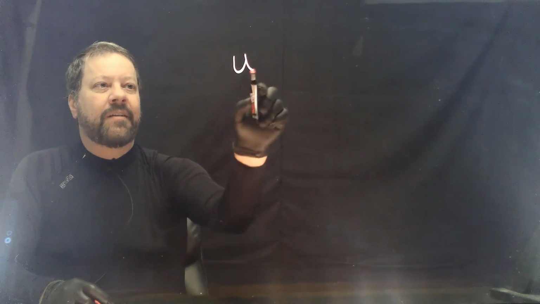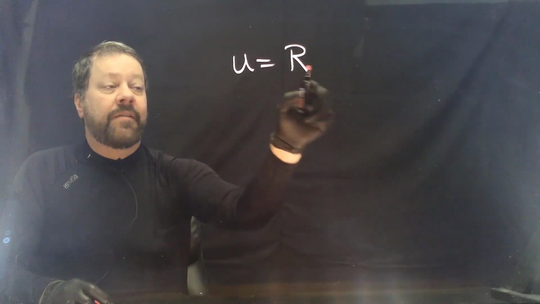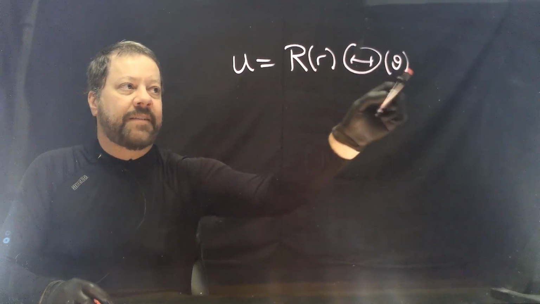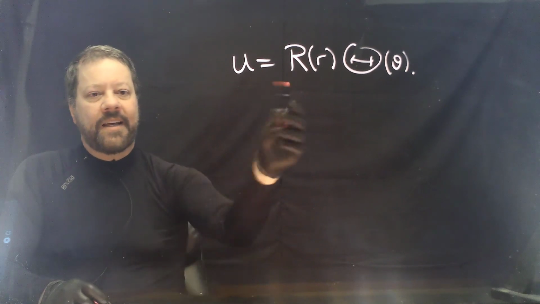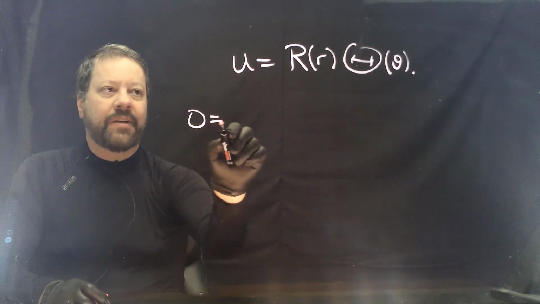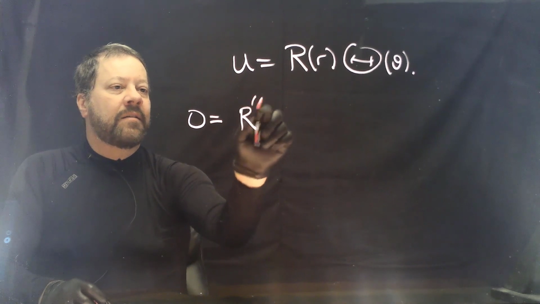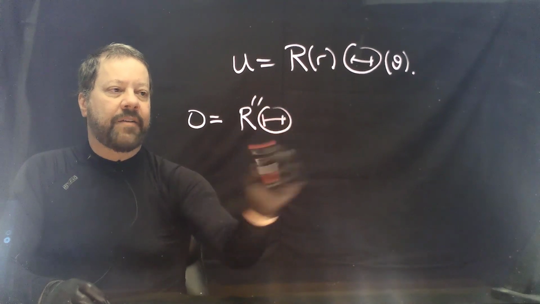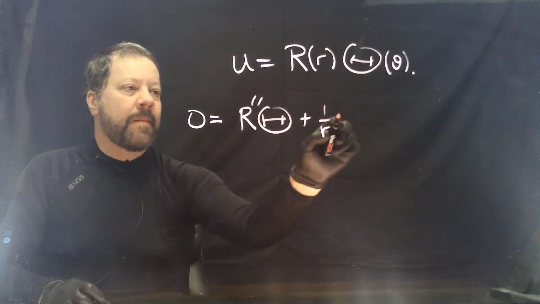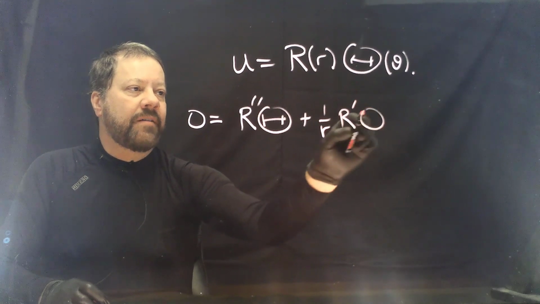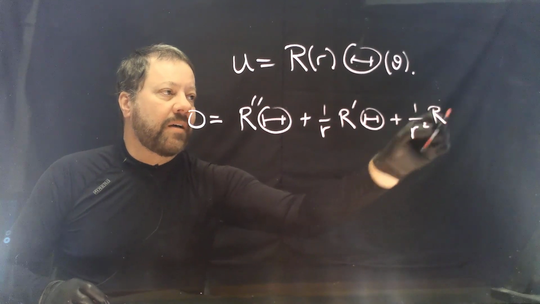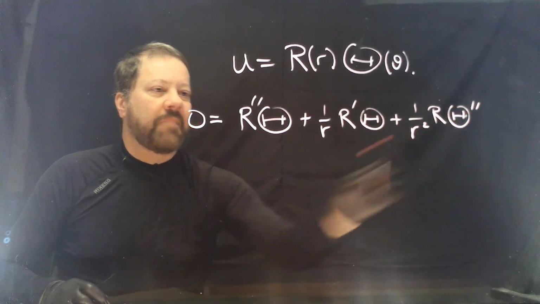We'll begin our analysis with a separability condition. U is going to have the form R, which is a function of little r, and Theta, which is a function of theta. If this is the case, plugging this into our differential equation, we'll get two derivatives on R, none on Theta on the first term, a derivative on R, and then 1 over r squared R Theta prime prime.